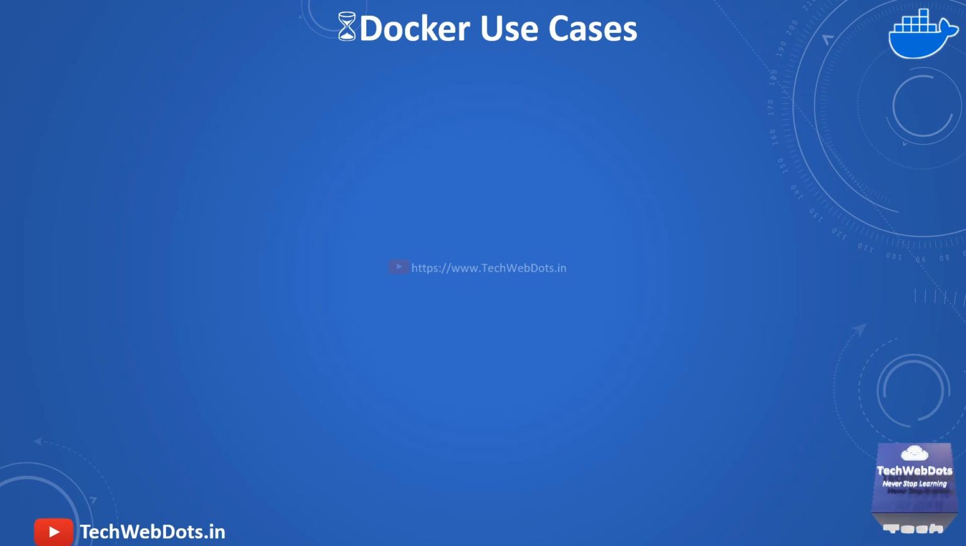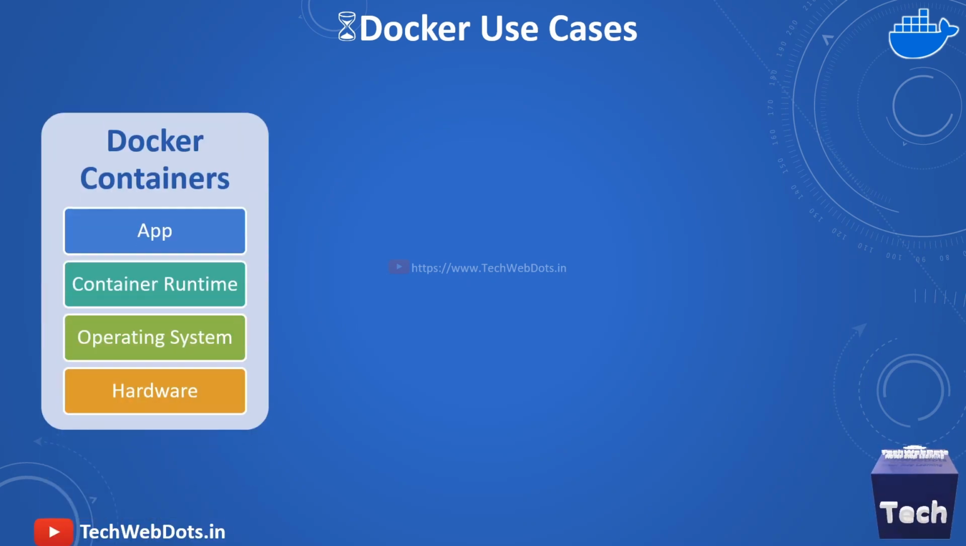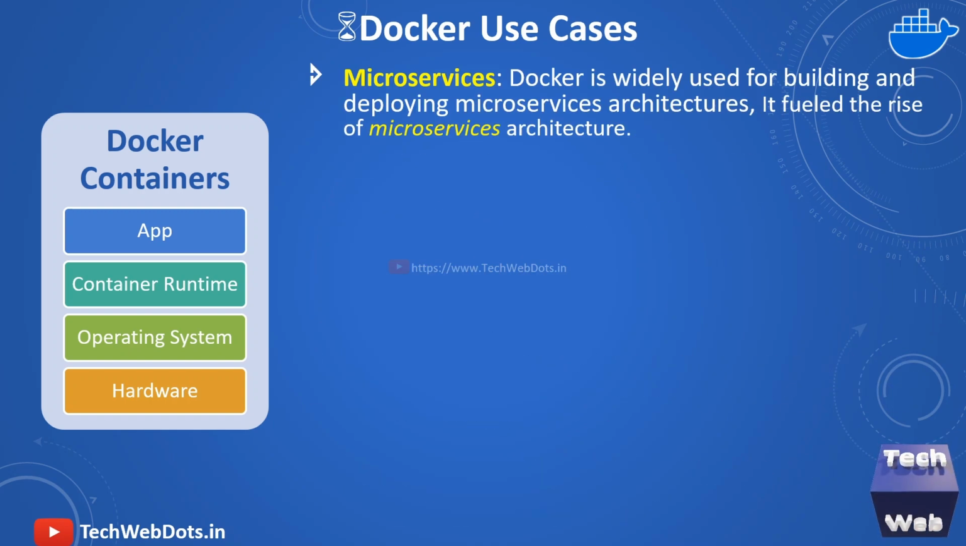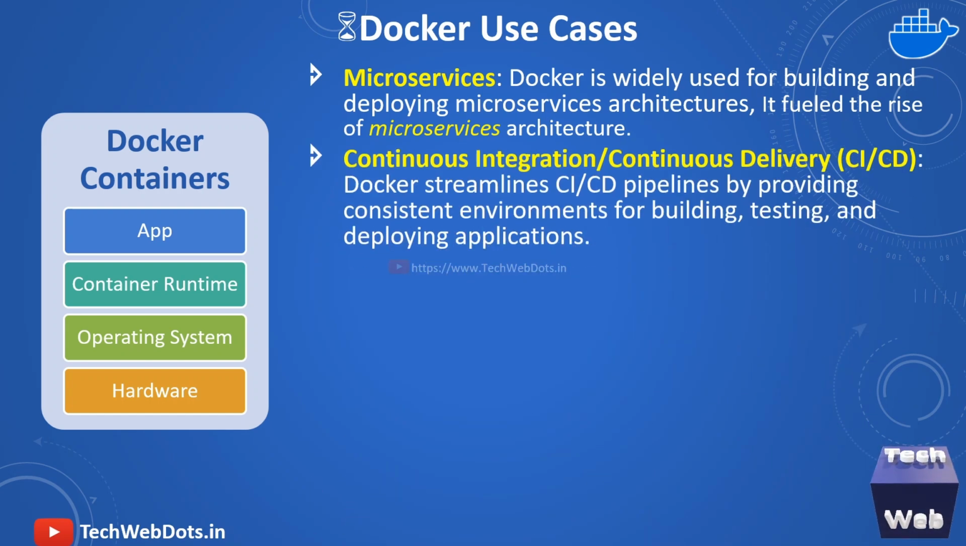So in terms of use cases, we know how the structure of a Docker container looks. We have hardware, operating system, then the container runtime, or we can say the Docker layer, and we have an app with all the dependencies. So the major use case of Docker containers is in microservices architecture. Docker is widely used for building and deploying microservices architecture, and it actually fueled the rise of microservice architecture.